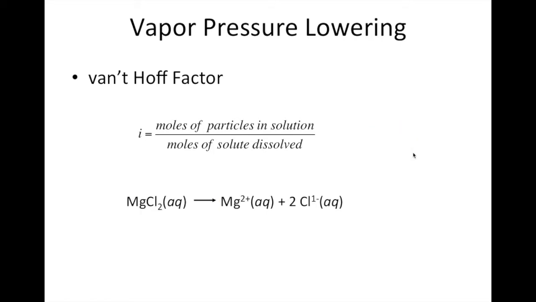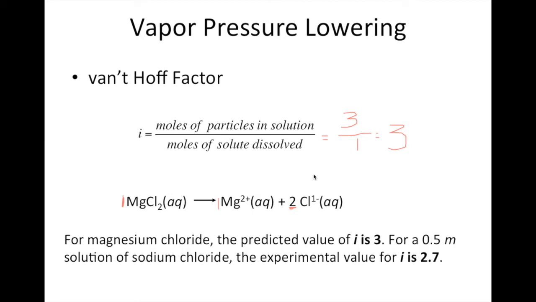What if magnesium chloride was our solute? Let's look at the van't Hoff factor for magnesium chloride. For every 1 mole of magnesium chloride that we put in solution, we would get 1 mole of magnesium cations and 2 moles of anions. So for every 1 mole of magnesium chloride that we put into solution, we would expect to get 3 moles of particles, or ions. So the van't Hoff factor ideally for magnesium chloride would be 3.